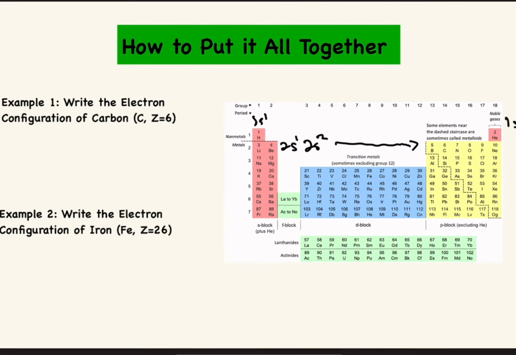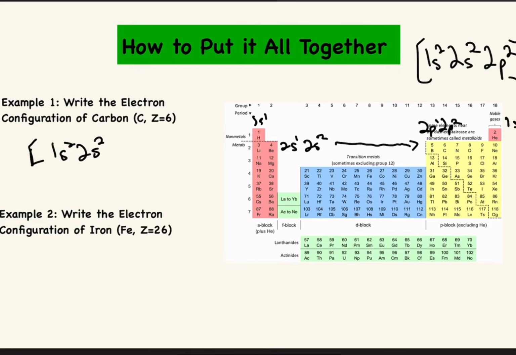Essentially what we're going to do is say, okay, right now we have 1s2, 2s2, because it's filled all those orbitals, and then we move to boron, which is going to be 2p1, and then carbon is 2p2. So it's going to be 1s2, 2s2, 2p2, and that's it. That's all you have to do. Just put it like this, and that's going to be your answer for carbon. So 1s2, 2s2, 2p2. Very simple.